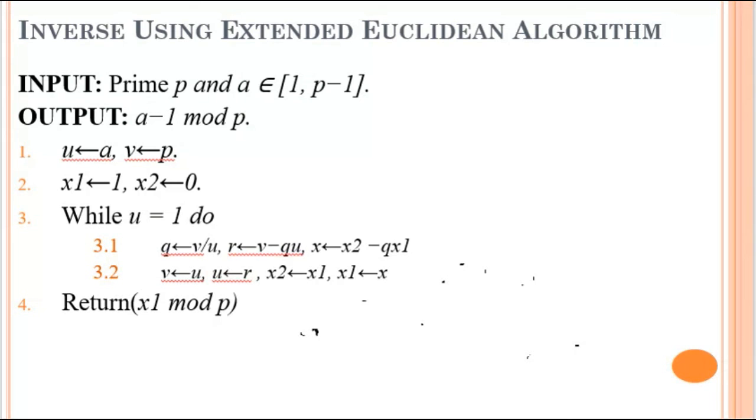So here the value of v divided by u is assigned to q, v minus qu is assigned to r, and x2 minus qx1 is assigned to x. Similarly, u is assigned to v, r is assigned to u, x1 is assigned to x2, and x is assigned to x1, and the return value is x1 mod p.